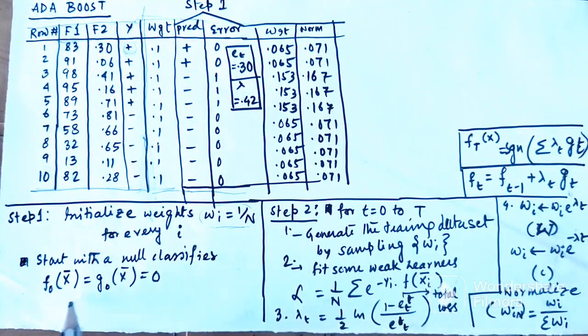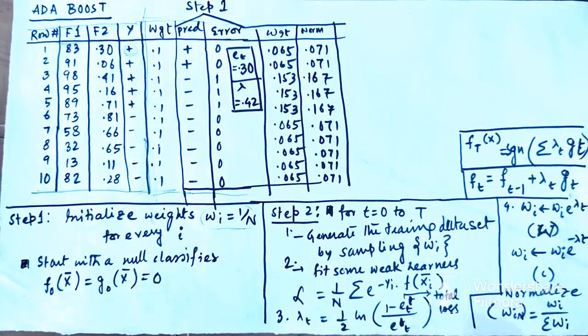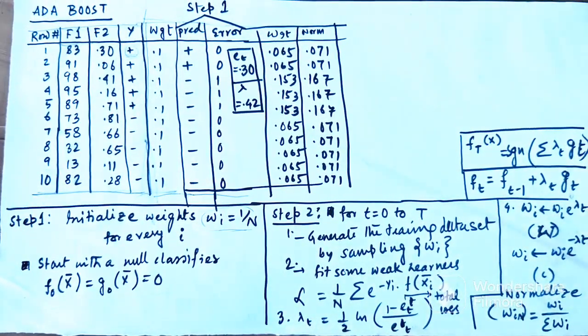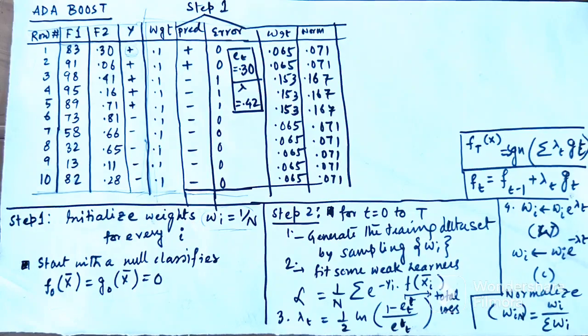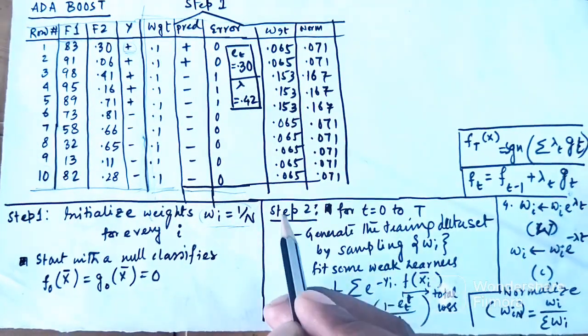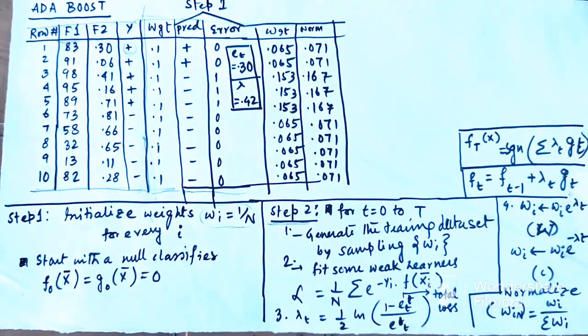And start with the null classifier, that is 0. In the zeroth step you are predicting with just a null classifier, nothing else. That is for the initialization, not even part of the algorithm. So now from here, in step 2, our main computation begins.